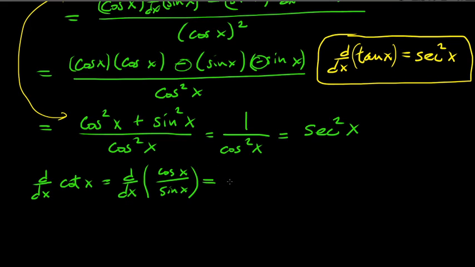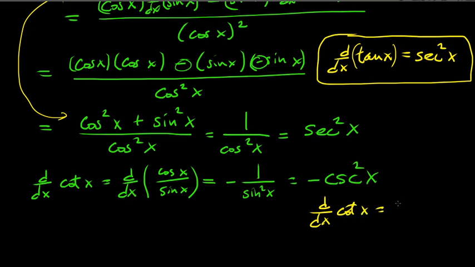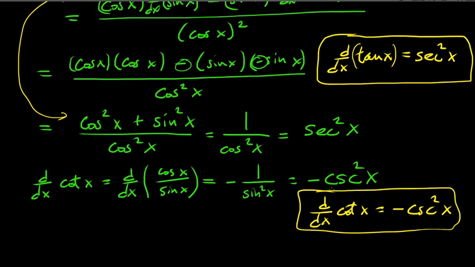So hopefully you got either negative 1 over sine squared, but you can also write it as negative cosecant squared of x. Okay. So again, this is another one you probably would want to memorize. The derivative of cotangent is going to be negative cosecant squared.